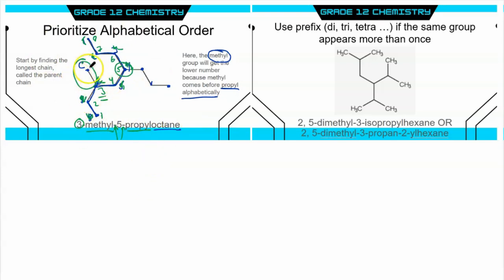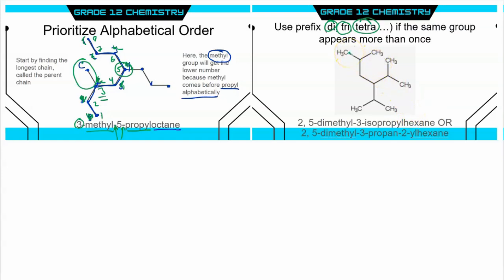Okay, in this case we had a methyl group and a propyl group. But what would we do if we have 2 methyl groups or 3 ethyl groups? In that case we're going to use the prefixes di, tri, tetra, if that same group appears more than once. So let's start and find our longest chain.